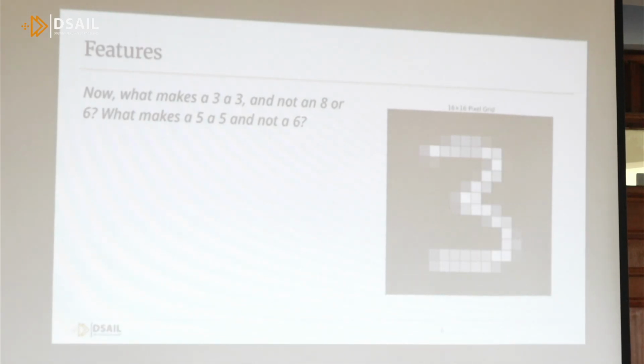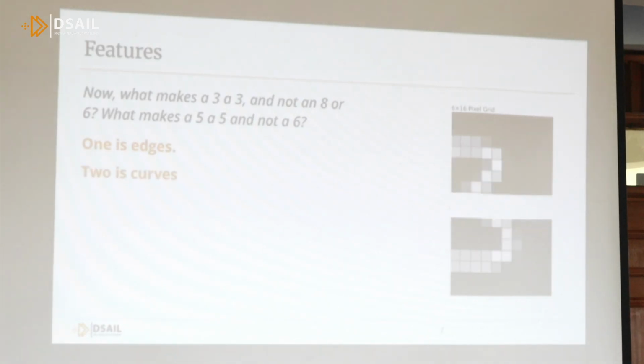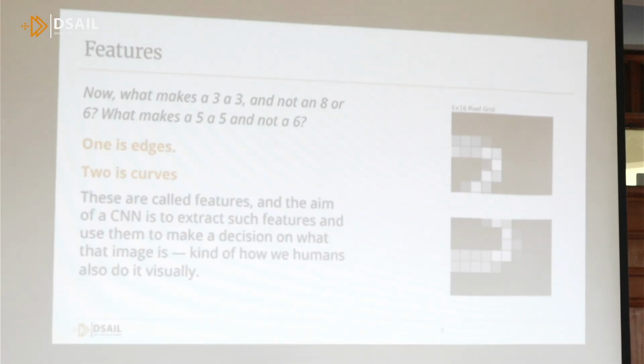right. So essentially, a CNN will try and capture this. So one is edges, the top part, and the other one is curves. And essentially, these are called features, and this is the aim of a CNN, to extract these features and to use those features to make a decision on what the image is. So essentially, this is the feature extraction phase of the convolutional neural networks. And it's kind of motivated by how we humans do it visually.